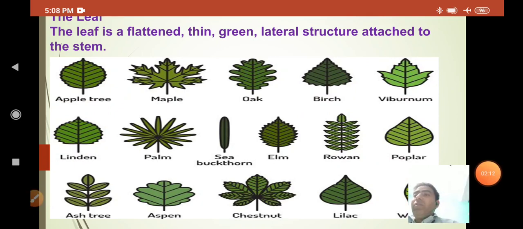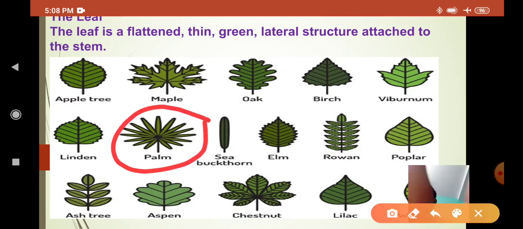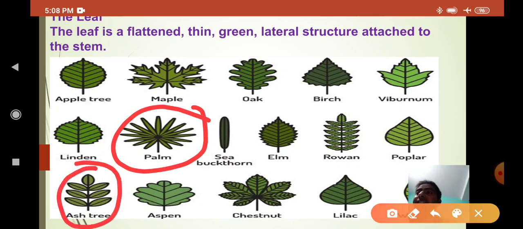Now come to the compound leaf. In a compound leaf, the lamina is divided into segments called leaflets. Like this, you can see here, it has been divided into leaflets. Some of these leaves are palm, rose, gulmohar, tamarind and neem. These are examples of compound leaf. This is also an example of a compound leaf.